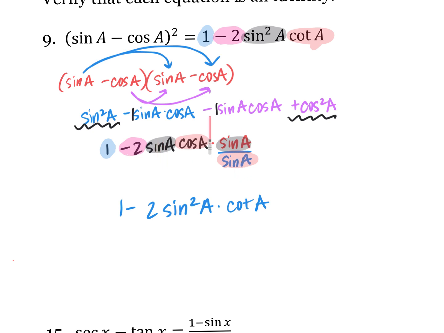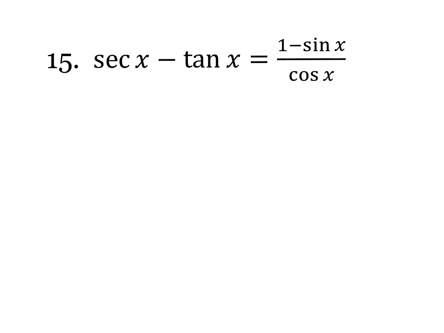If I just needed to match that sine squared, if I multiplied this by a sine, I would need to multiply this by a sine. But because I kept it a sine over sine, it's just a 1. Oh yeah, I like this one. This one's a quick one. Ideas? Left side, right side.